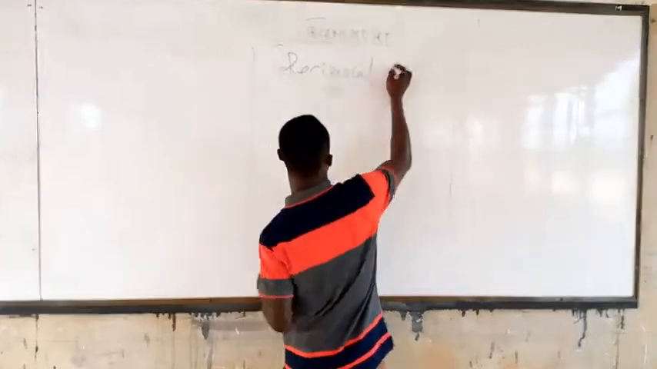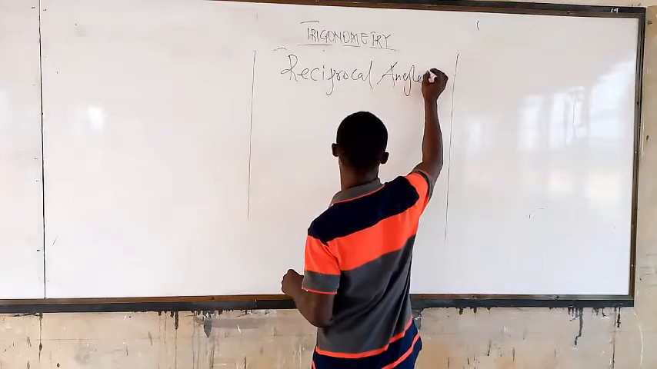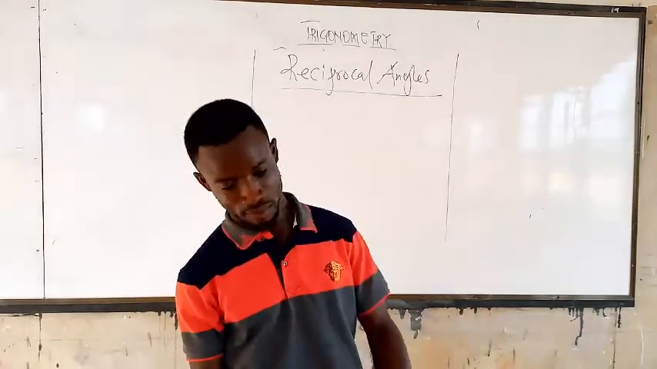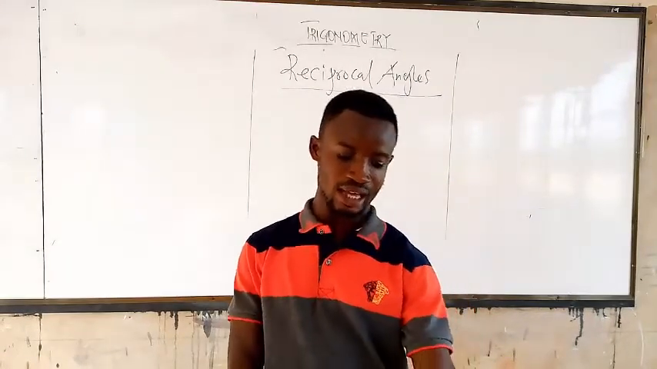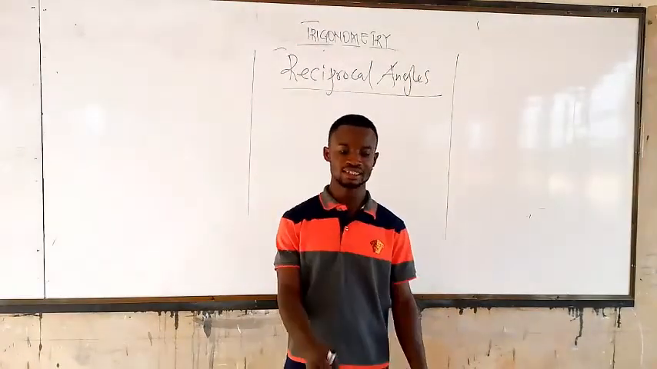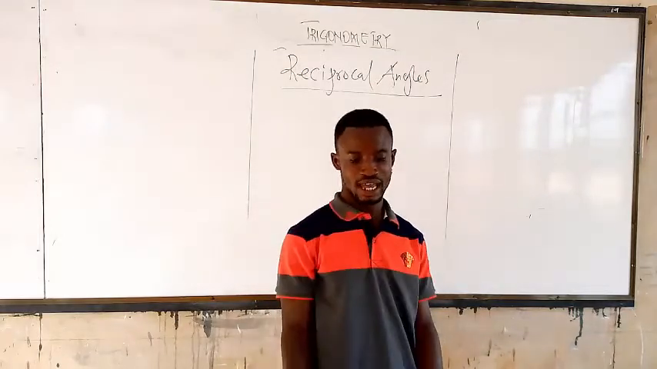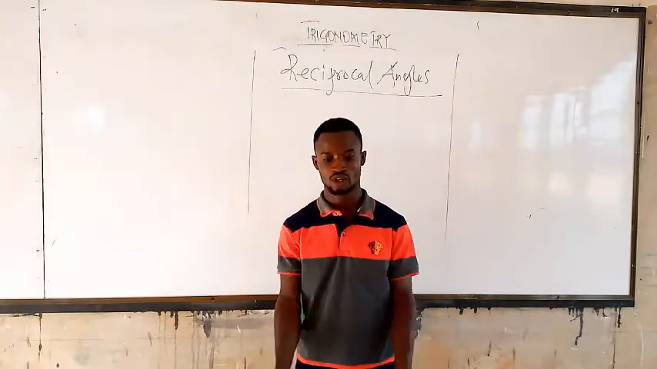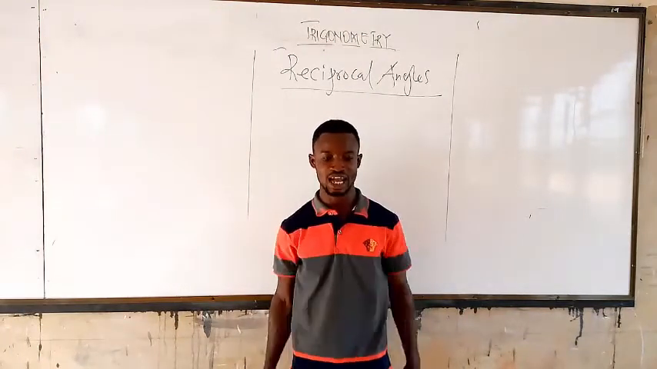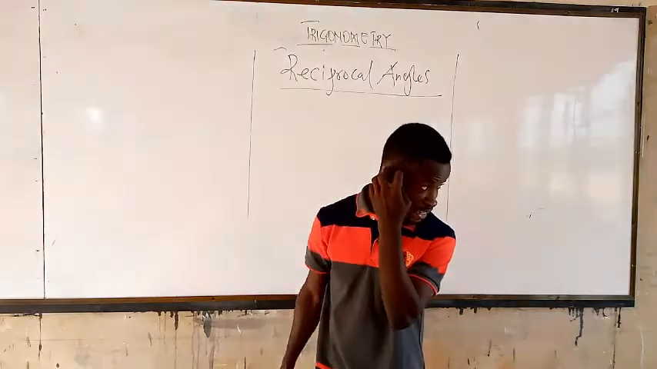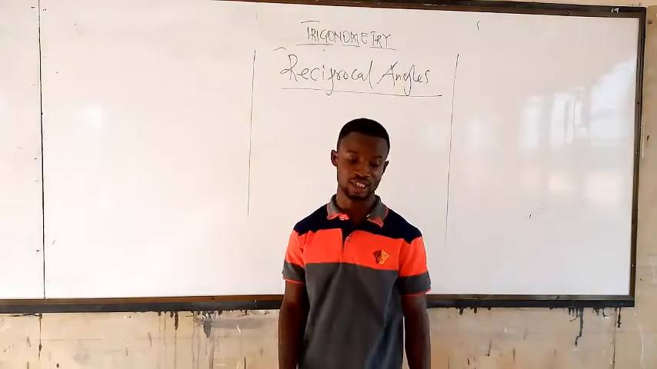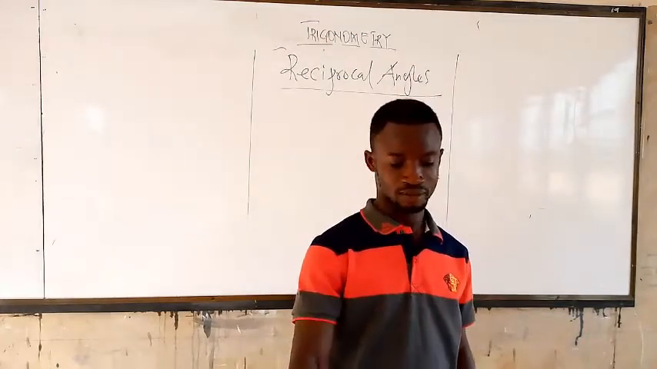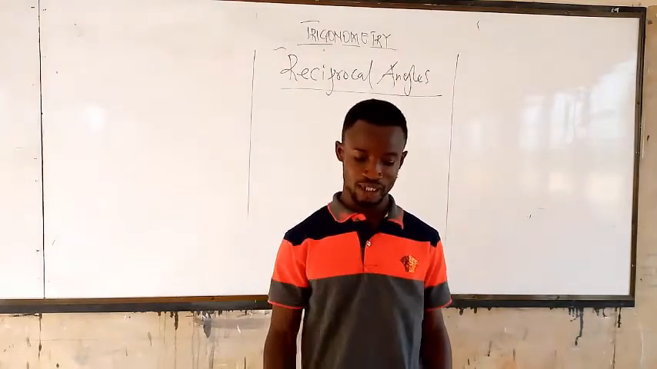Reciprocal angles. So identities are equations. Identities are equations that are true for all values of the variable for which all expressions are defined. That is what identities mean. So quickly, let's move on.